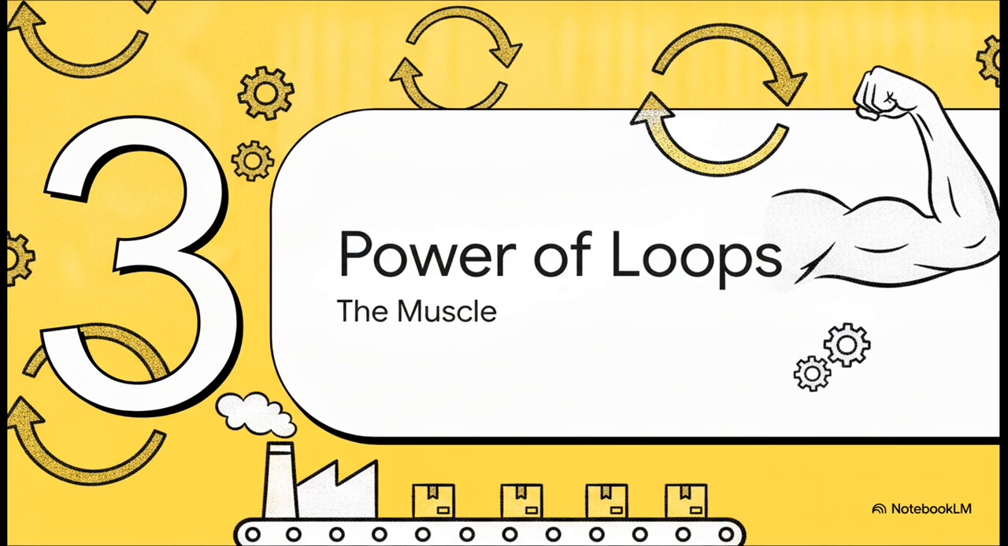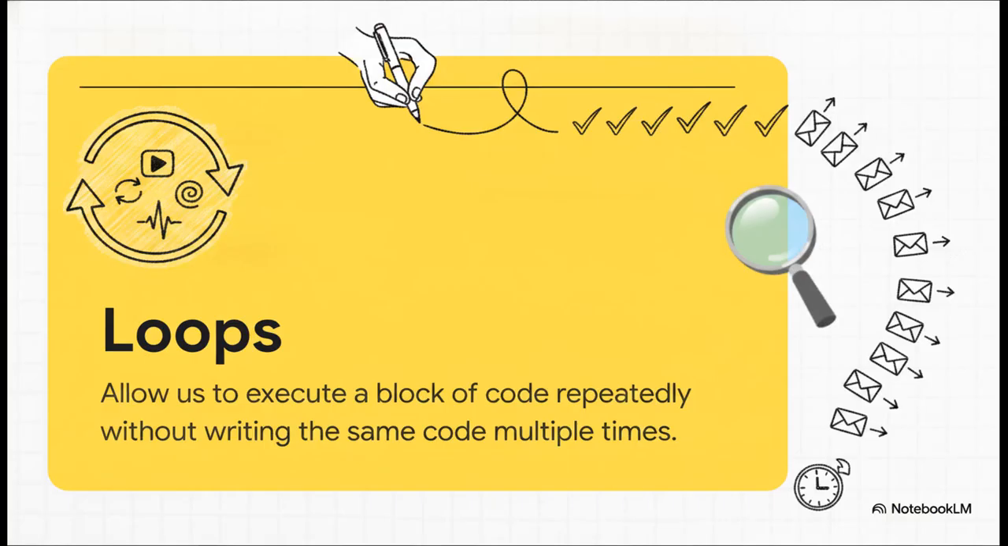All right, let's switch gears into Section 3, the power of loops. So we're shifting from the brain of the code to the muscle. Because if control statements help our program make smart decisions, loops are what allow it to do the heavy lifting. Loops let us execute a block of code repeatedly without writing the exact same code multiple times. And honestly, this is absolutely vital.